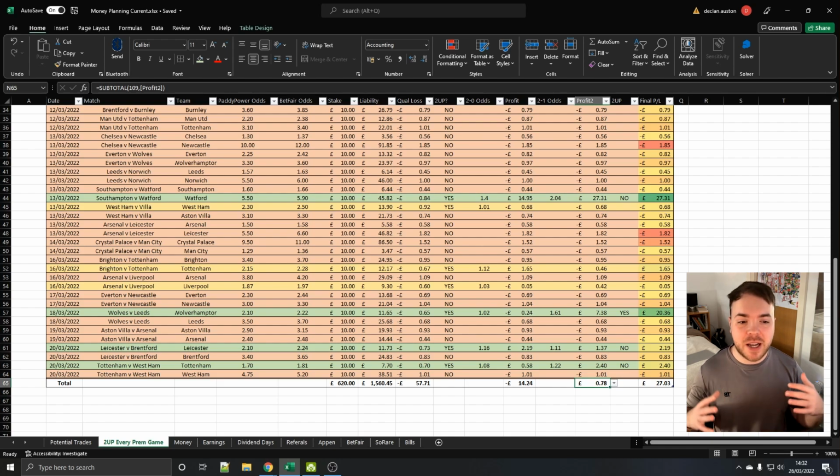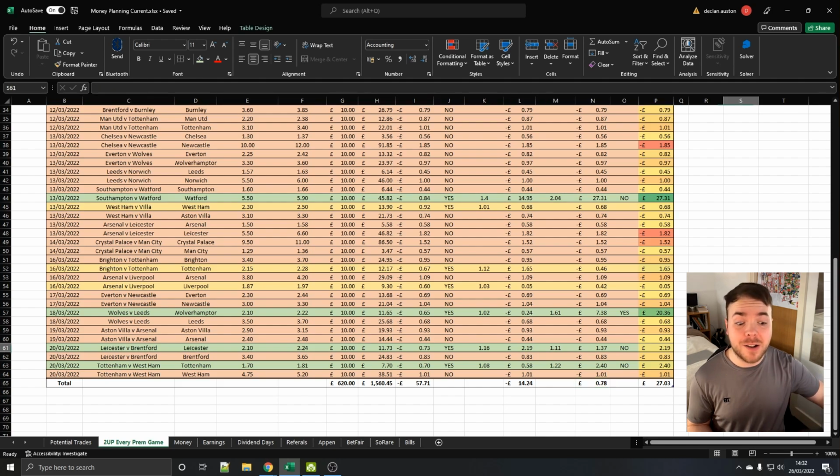So it's not huge, but it would still have been a profit, which is something you really like to see. It would have been beneficial to have done this for the whole month. I mean, it's not worthwhile doing because we would have only got 78 pence, but you can see there it would have made a profit.